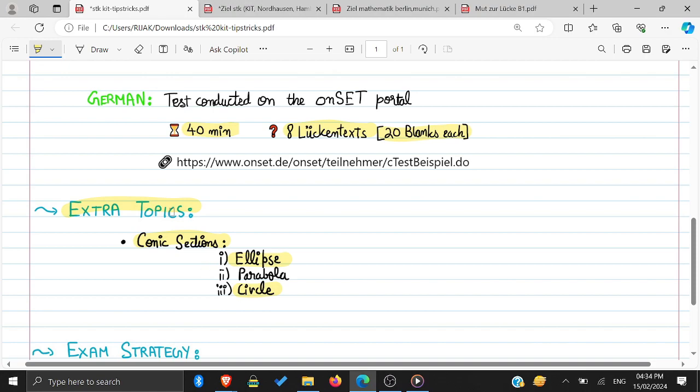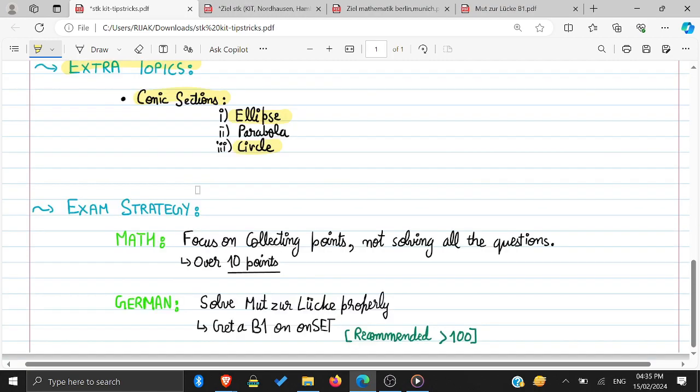Lastly, the most important part for KIT is the exam strategy. You're not going to have enough time for math. I told you earlier, there are too many questions and too little time. In addition to that, the questions are really lengthy, right? So the questions are not like you could just have a look and solve them. You need to take time.